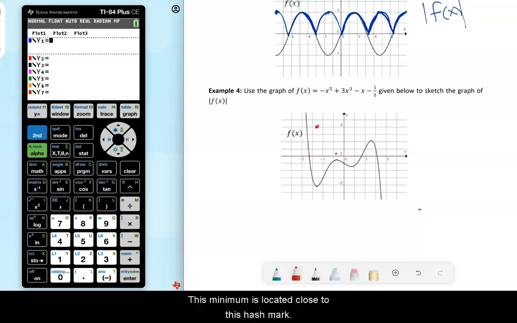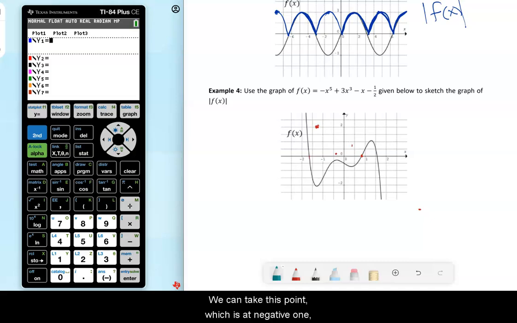This minimum is located close to this hash mark. I'm going to leave the x alone, I'm just going to flip the y to about right there. Once again, I'm doing a distance measurement. That's one grid mark and a little piece. So I'm doing one grid mark and a little piece. And then we're back down to the x-axis. Now, this is enough to graph it if you have an idea of how this reflection is going to work. If you need a few more points, we can grab them.